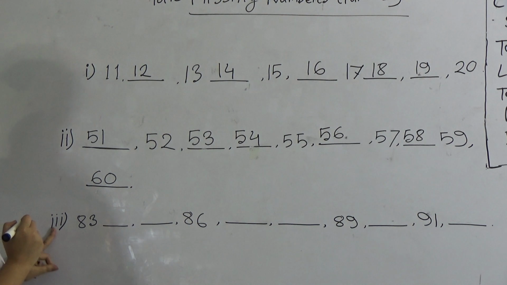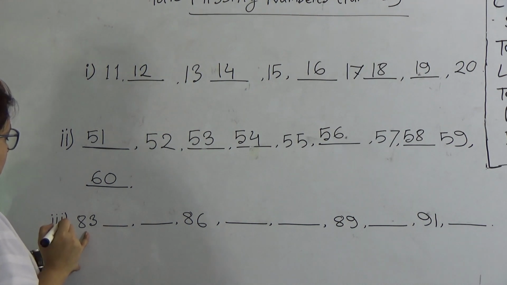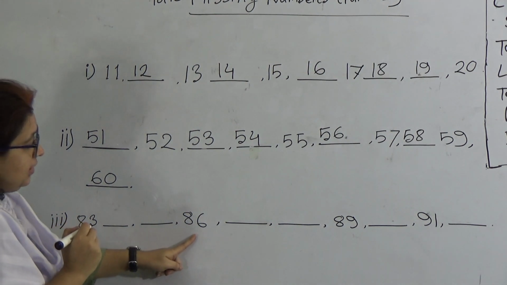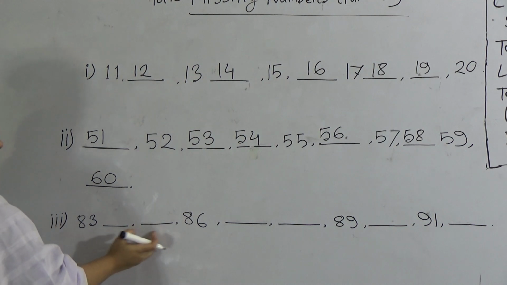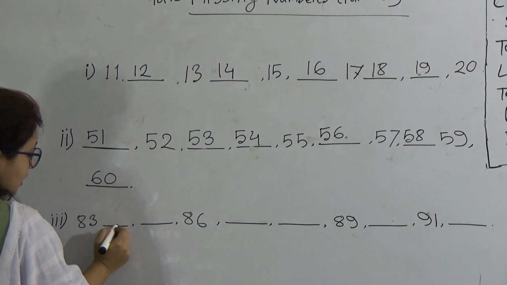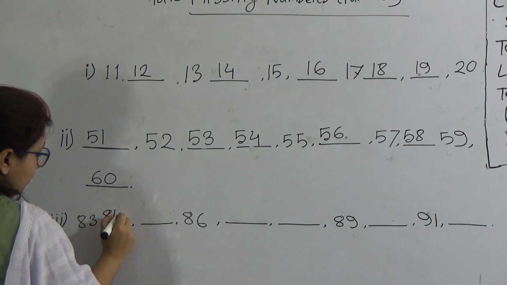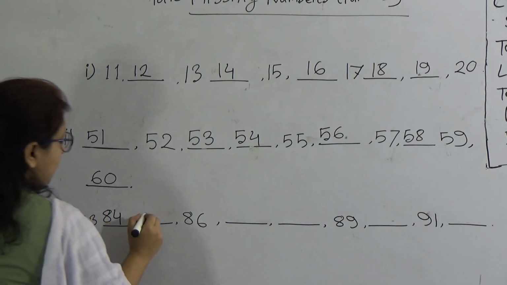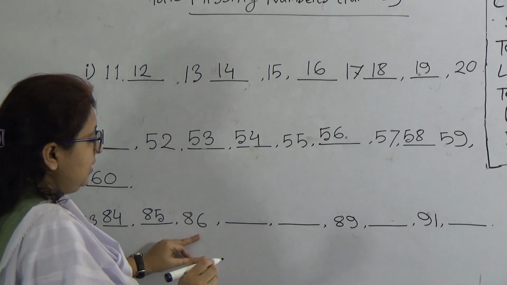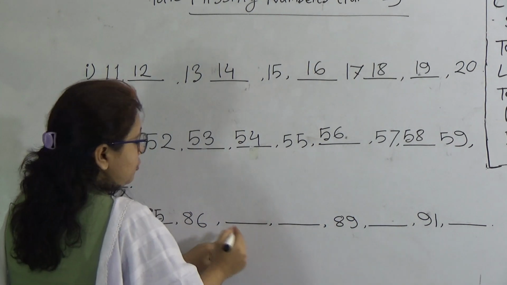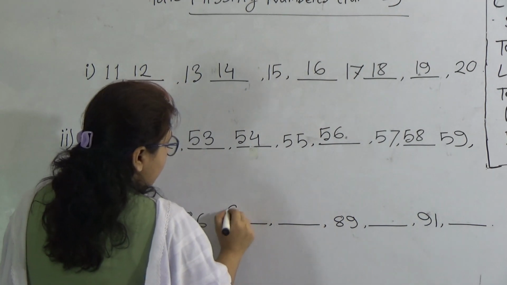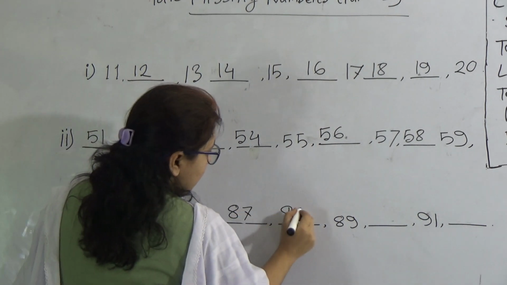Okay. Now move on to another one. We start with 83, then 86. So here are two blank spaces. Which numbers do you put in these places? So 83, then after 3 comes 4. So 84 is our missing number. Then 85, this is another missing number. 84, 85, 86, then 89. So you can count it: 86, 87, 88, then 89. So you write here easily 87 and 88.